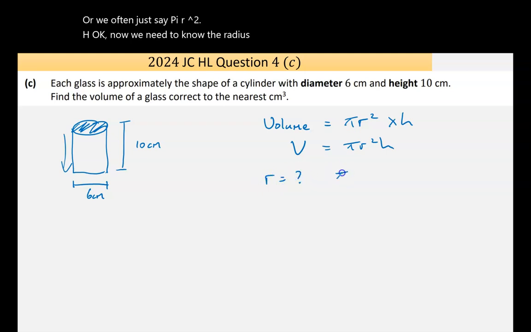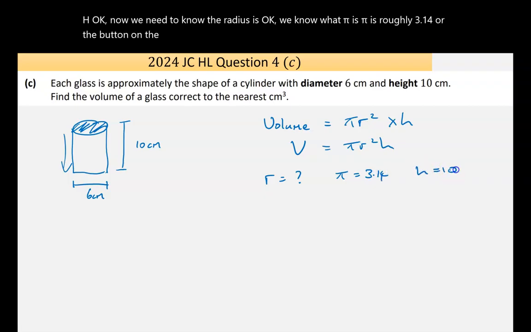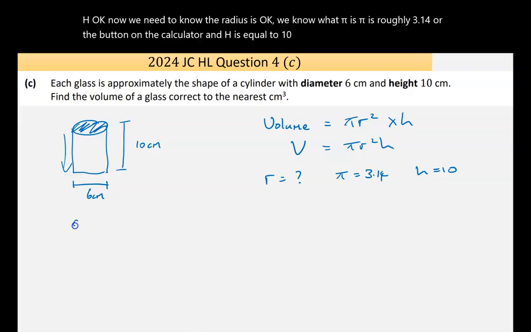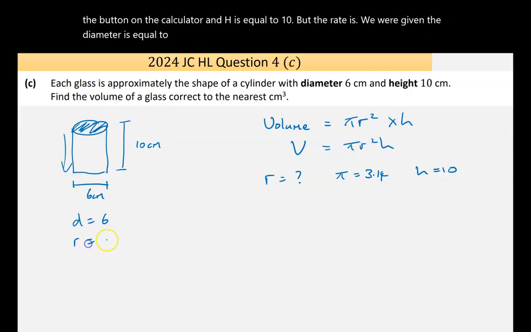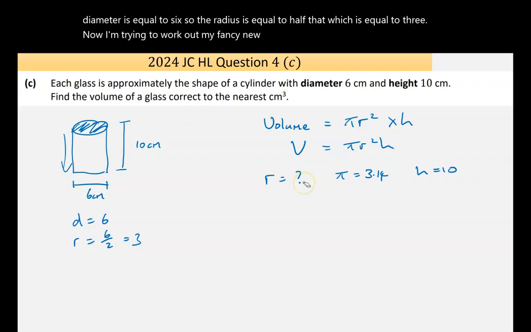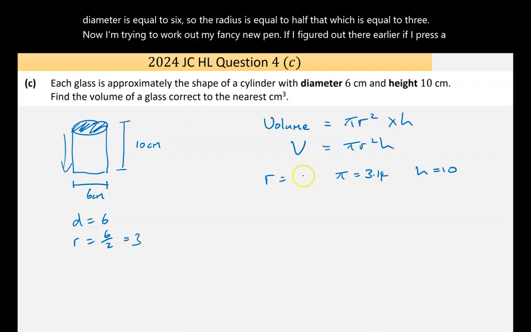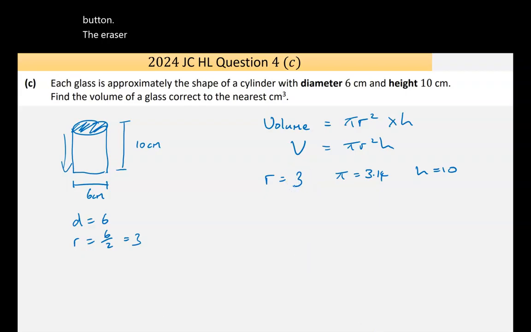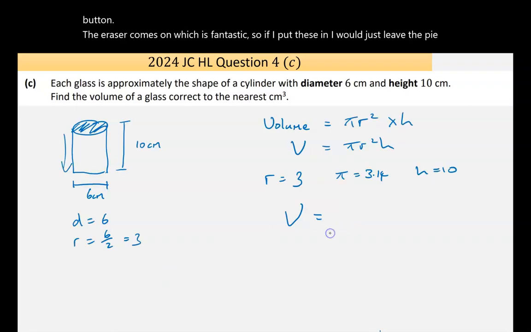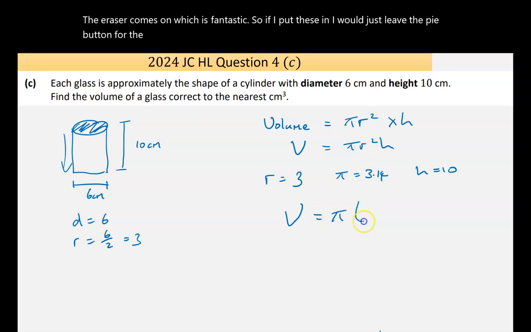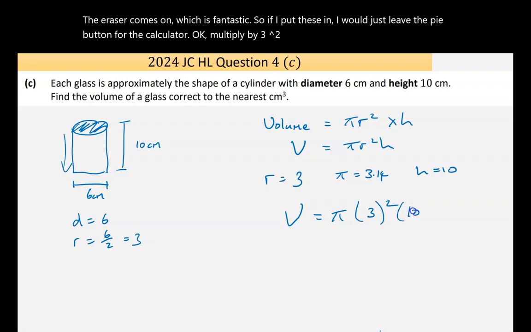We know what pi is. Pi is roughly 3.14, or the button on the calculator, and h is equal to 10. But the radius, we were given the diameter is equal to 6, so the radius is equal to half that, which is equal to 3. Now I'm trying to work out my fancy new pen. If I press a button, the eraser comes on, which is fantastic. So if I put these in, I would just use the pi button on the calculator, multiply by 3 squared, multiplied by the height of 10.